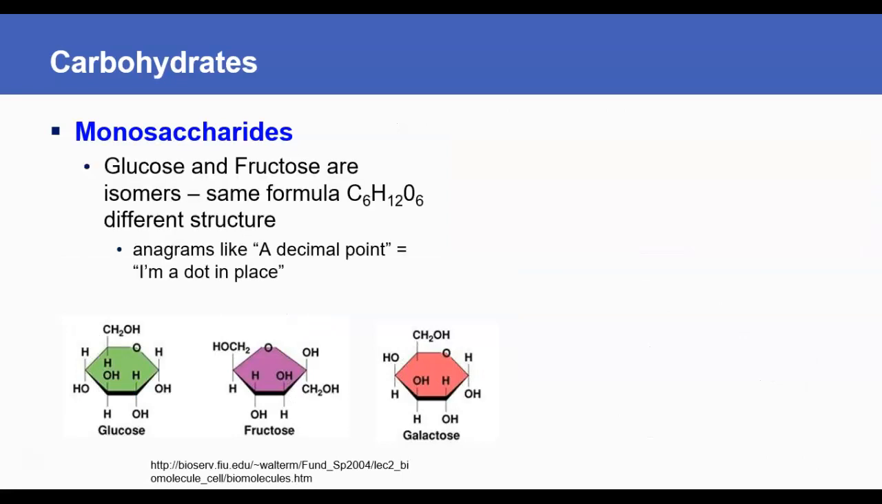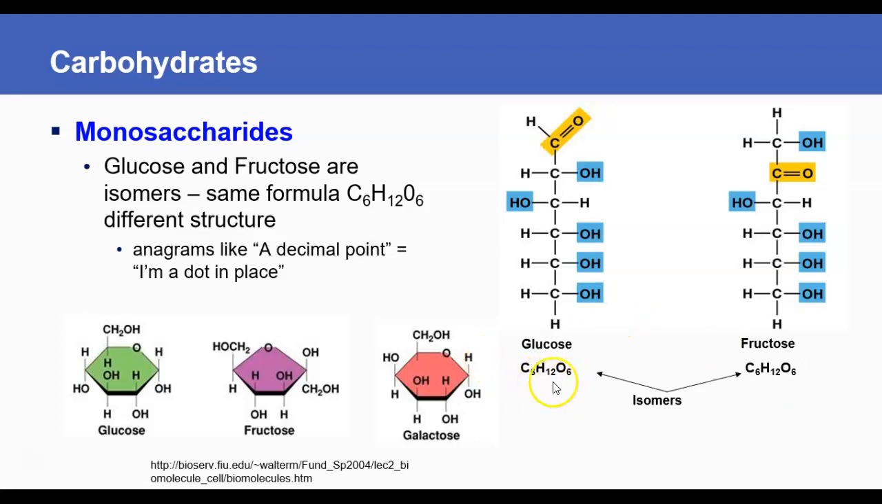So monosaccharides, the ones I talked about already, like glucose and fructose, actually have the exact same formula, 6 carbons, 12 hydrogens, 6 oxygens, but they have a different structure. The term for that is an isomer. Again, we have to think about these carbons with these 4 different bonds and how they're laid out in 3D space. Same letters, different arrangement ends up being a different molecule. For those more English derived, it's kind of like an anagram. A decimal point equals, I'm a dot in place. Again, you move the same letters around.